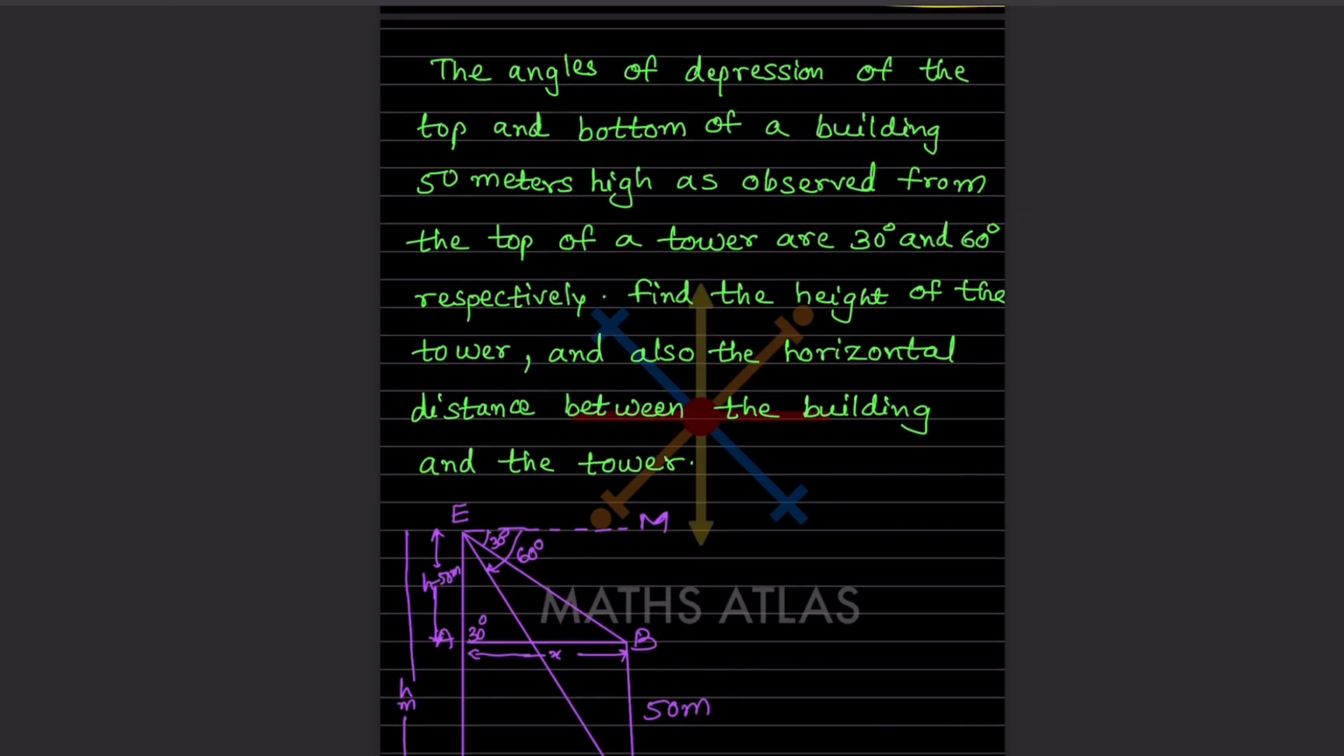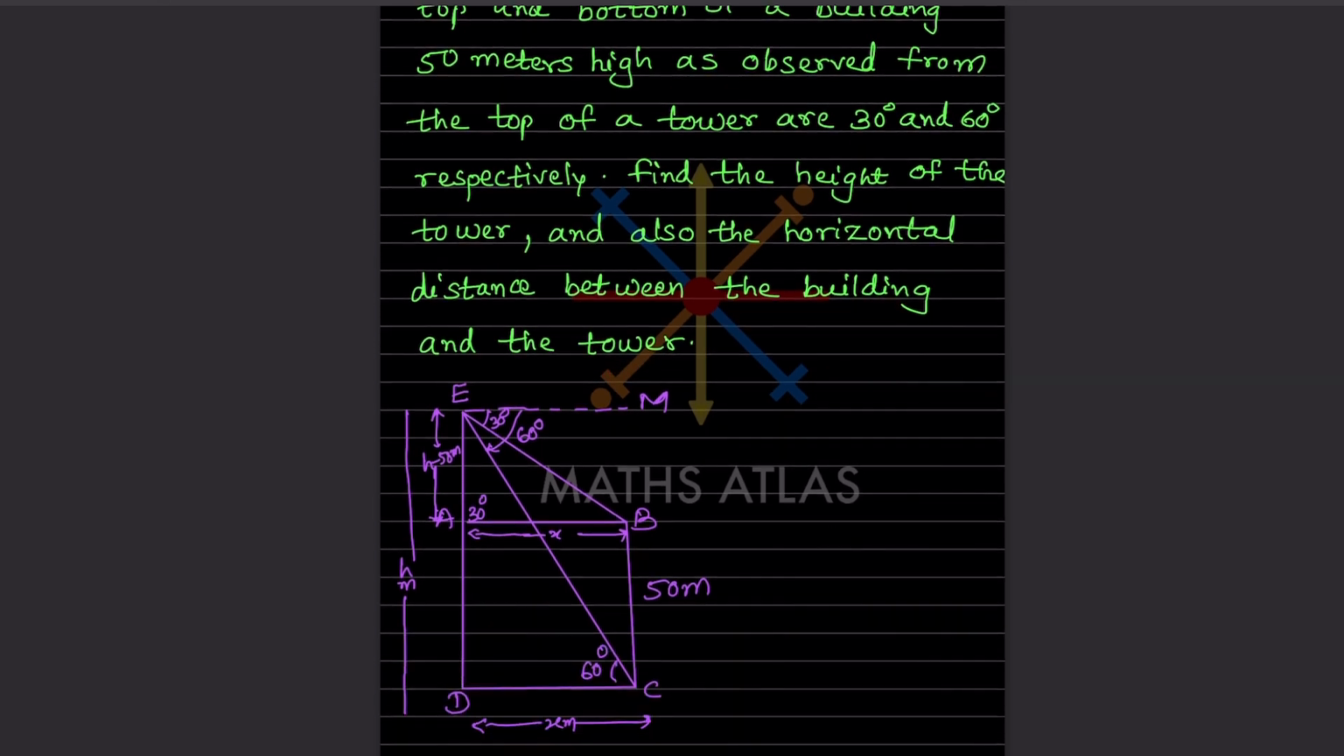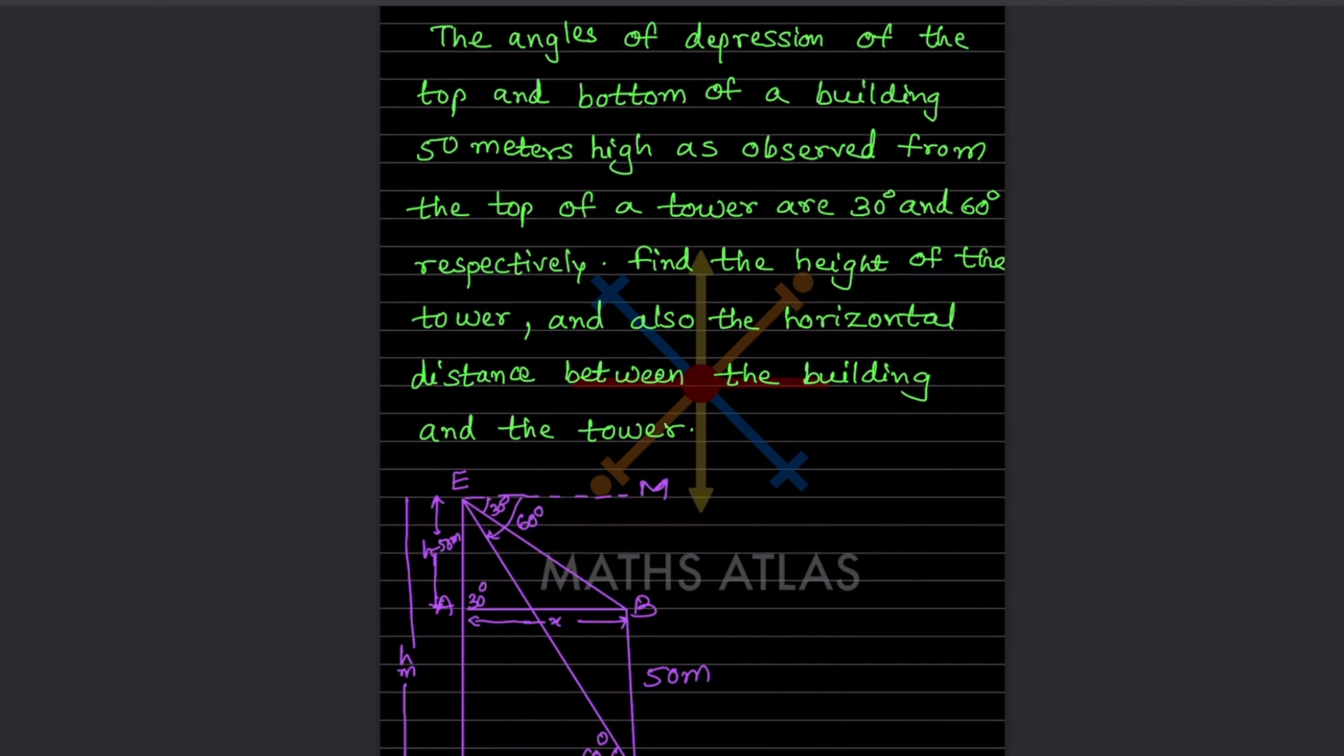So now here, the next one: the angle of depression of the top and bottom of a building 50 meters high is observed from the top of a tower as 30 and 60 degrees respectively. Find the height of the tower and also the horizontal distance between the building and the tower. So now see here, for this they said top and bottom. So now we can consider this here, and we are going to extend this.